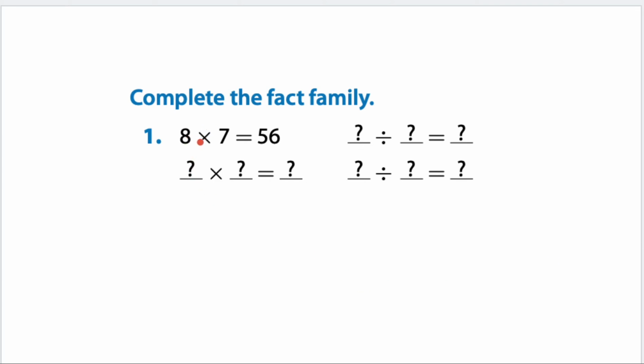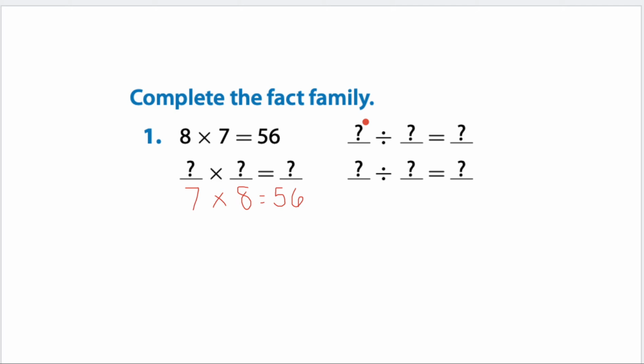So the multiplication fact that was given to us was 8 times 7 equals 56. Right away, we can write a related multiplication fact. If 8 times 7 equals 56, then we know 7 times 8 equals 56 because of the commutative property. Okay, now we need to write related division facts for both of these multiplication facts. Our first one is 8 times 7 equals 56.